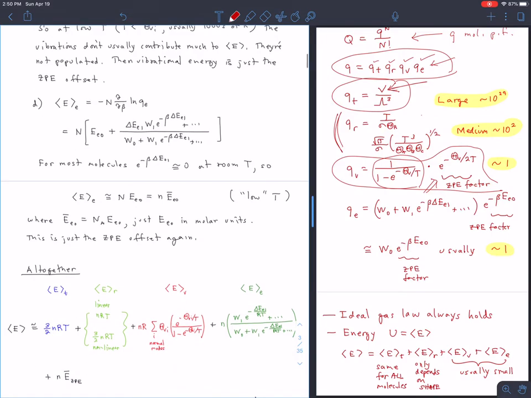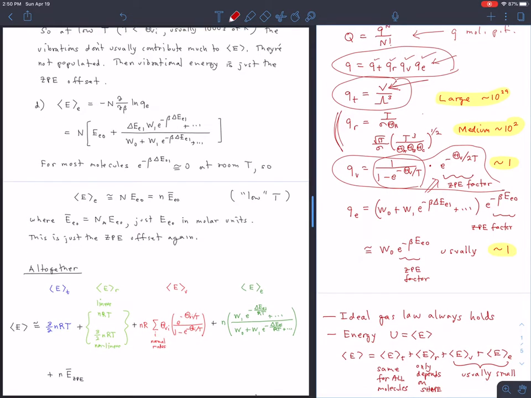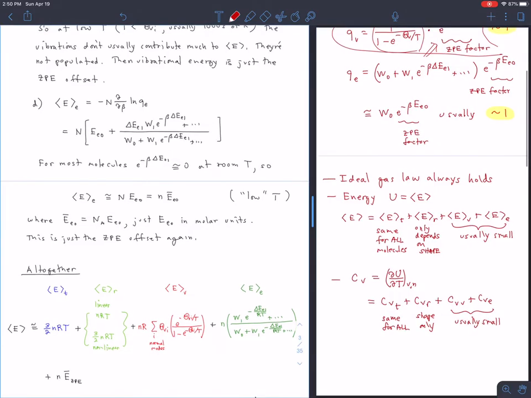All right, finally the electronic contribution. Most of the time this is just the 0-point energy factor. So here's that result down here. Here's the 0-point energy, and here I've written the 0-point energy as the number of moles of gas molecules times the molar 0-point energy. This is the number of gas molecules, period, times the energy of any one molecule. So these are just different units.